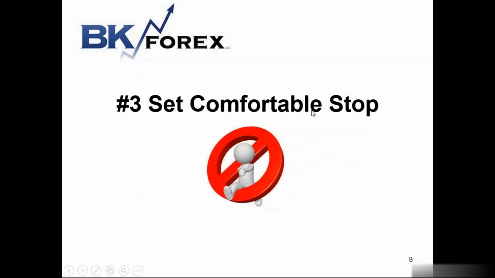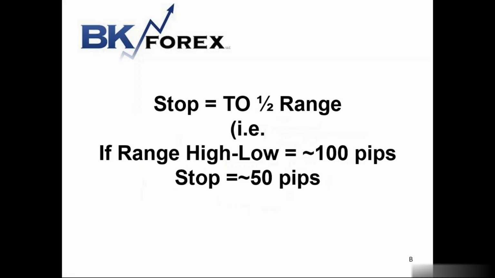With breakout trades, you need to set a comfortable stop. And so what does a comfortable stop mean? A comfortable stop basically means a stop that's about half of the range. So if the range is 100 pips, you want your stop to be about 50 pips.